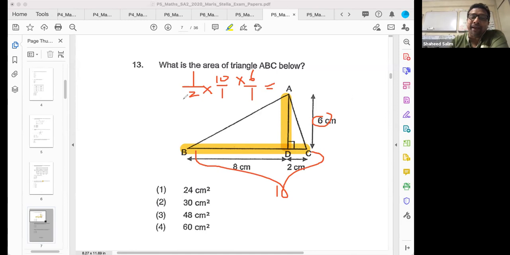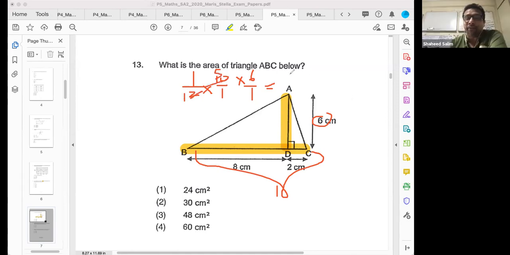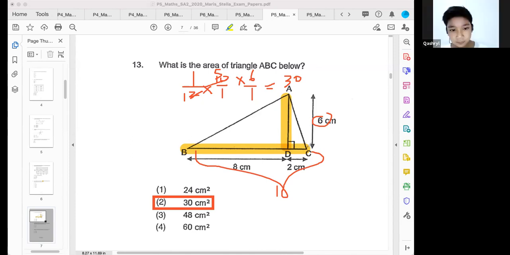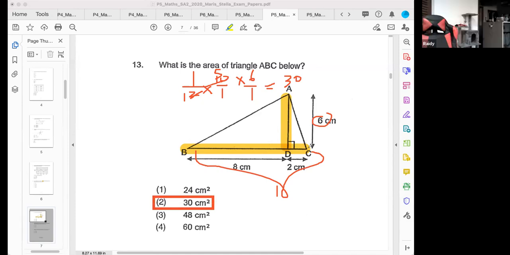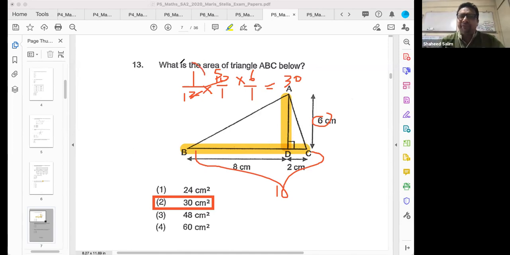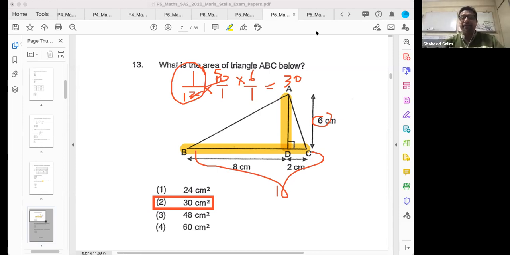Now down here, we can divide by 2. 5 times 6, 30. Well done, Shalina. Now, what is the other way? The other way, you try. 10 times 6, what's the answer? 60. Divide by 2. 30. Is it faster? You take base times height. So base times height divided by 2, you can do it in your mind. Because sometimes when you think half, you got to do working. Okay, well done.